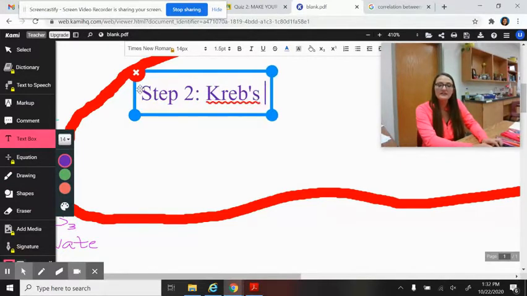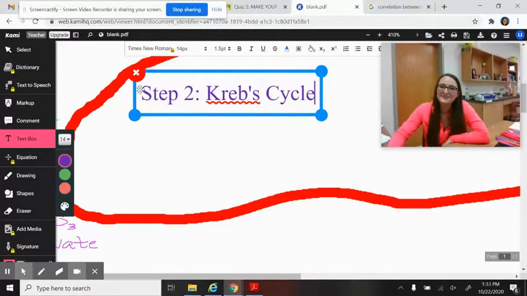Krebs cycle. And all of these cycles are usually named after the people who discovered them. So if you're curious why they have weird names, like the Calvin cycle in photosynthesis is named after Dr. Calvin. Krebs is no different. It's named after Dr. Krebs.